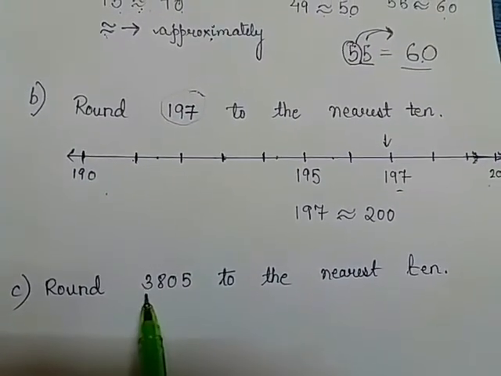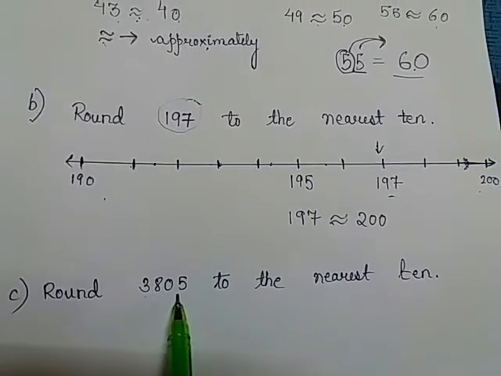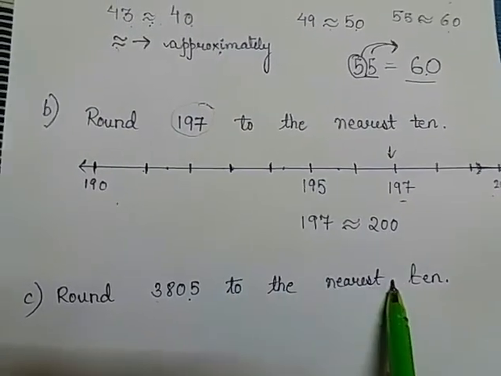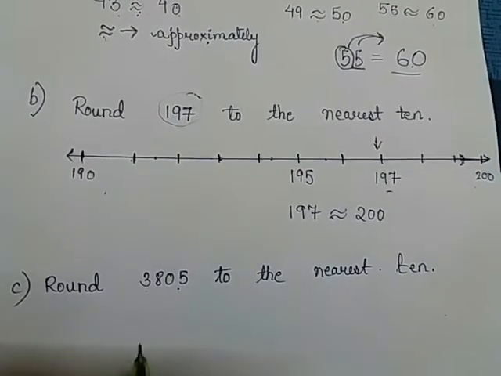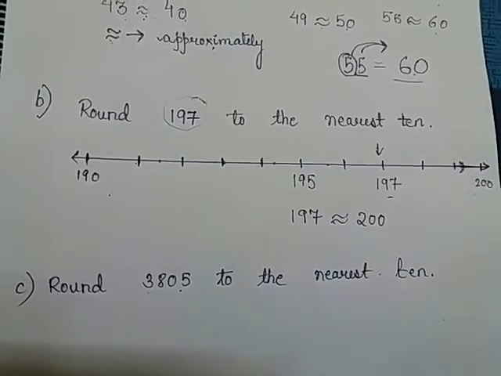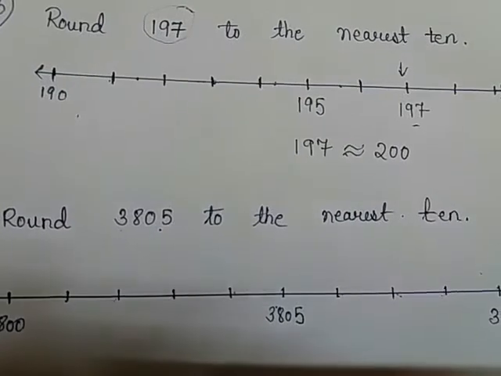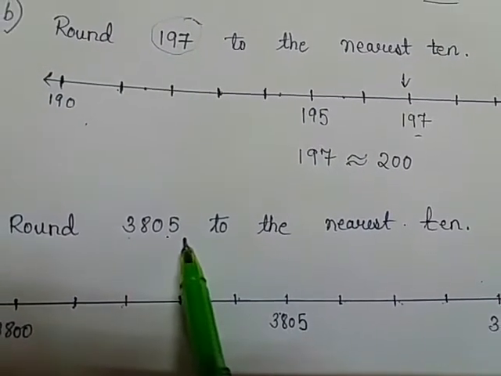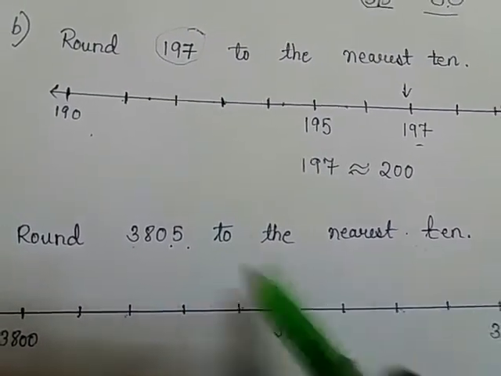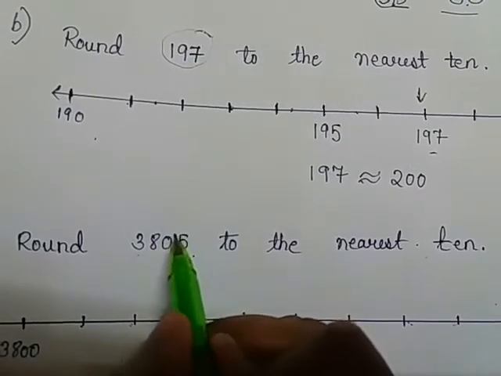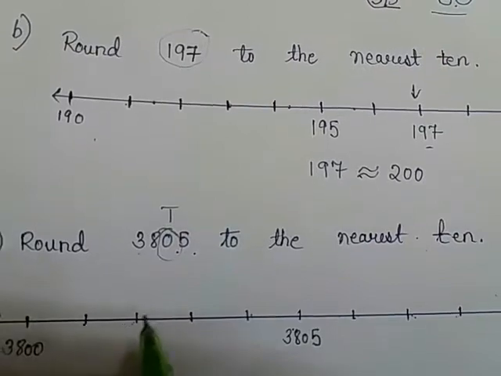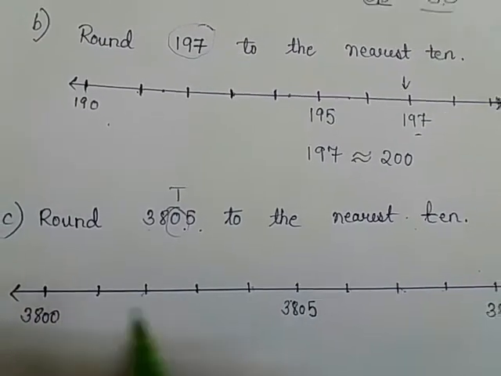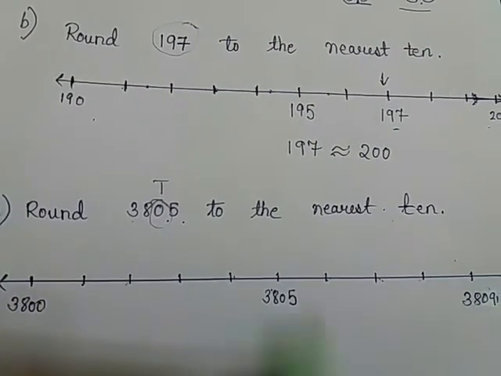Now here we have a 4-digit number, and again we have to round this to the nearest 10. Then again we will draw a line and divide it into equal divisions like this. Now in this 4-digit number, since we have to round to the nearest 10, it means we have to round the number at the tens place. So accordingly we have divided the line segment.